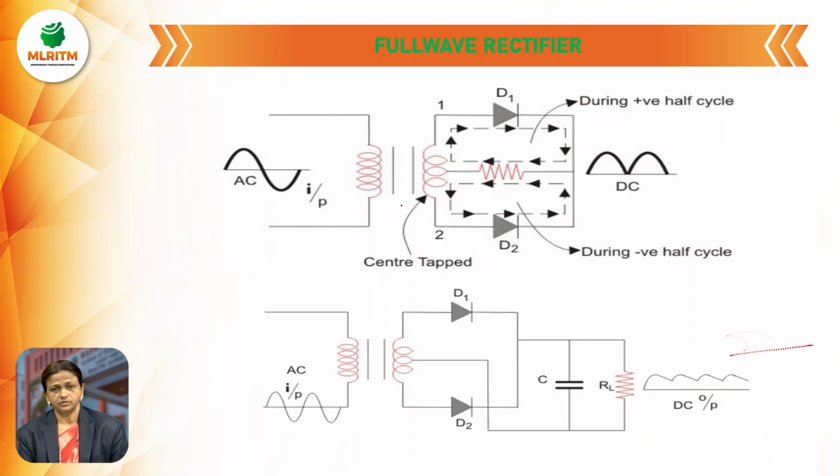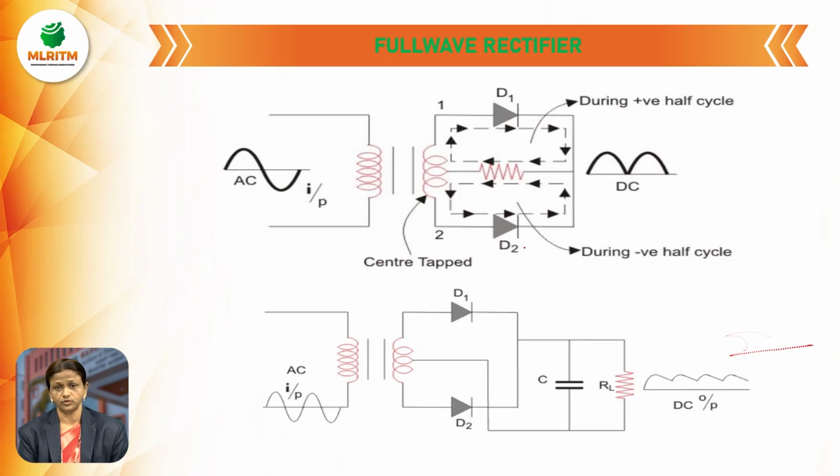This is the transformer. The transformer contains two windings, primary winding and secondary winding. At the primary, we are applying an AC signal. This is the AC signal. At the secondary, there are two terminals, terminal 1 and terminal 2, or terminal A and terminal B. So, this full AC signal contains both positive half cycle as well as the negative half cycle.